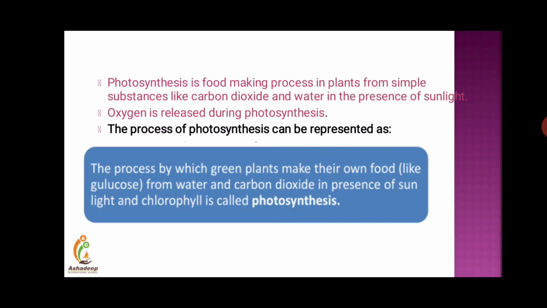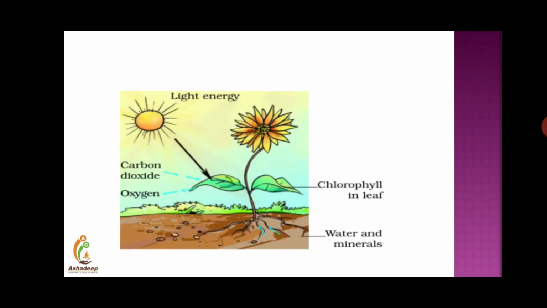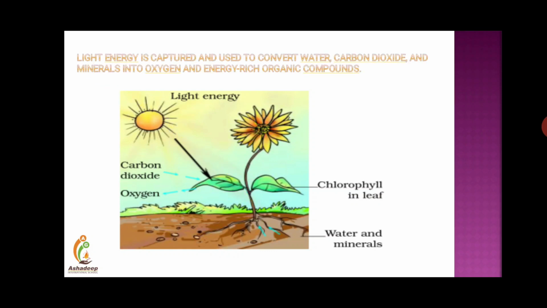During this process, carbon dioxide and water in the presence of sunlight release oxygen. Let's see. Carbon dioxide present in air, light energy, chlorophyll in the leaf, and water and minerals present in the soil. During this process, oxygen is released along with complex compounds like carbohydrate, sugar.